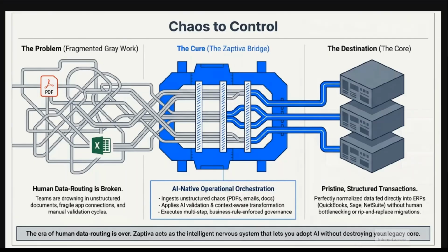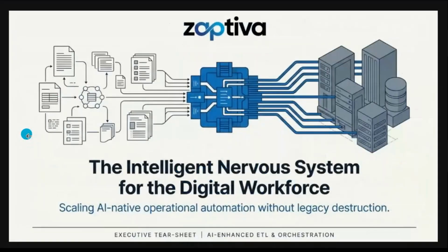These teams are stuck doing what we call gray work: manually routing PDFs, spreadsheets, emails, and documents between systems, correcting errors and managing fragile integrations. At the same time, companies want to adopt AI and automation, but they don't want to rip out the ERP systems they already rely on, like QuickBooks, Sage, or NetSuite. That's where Zaptiva changes the conversation.